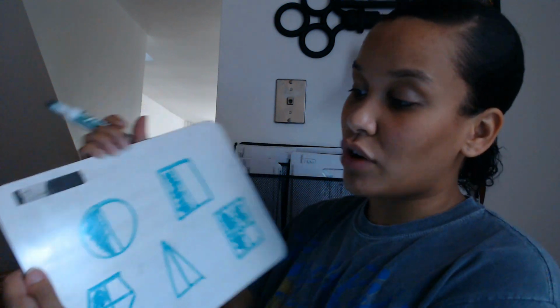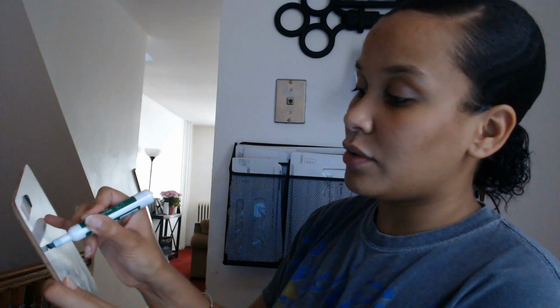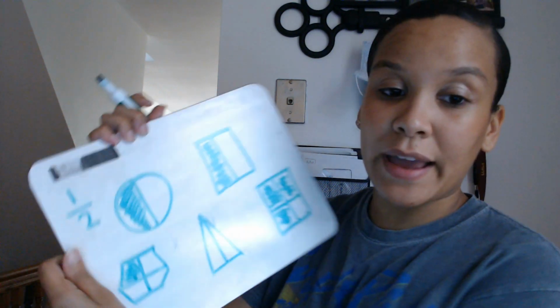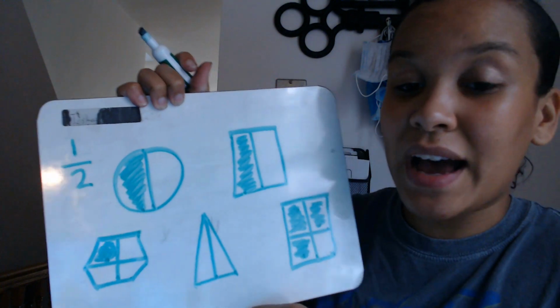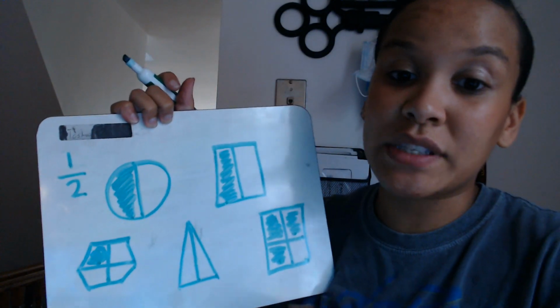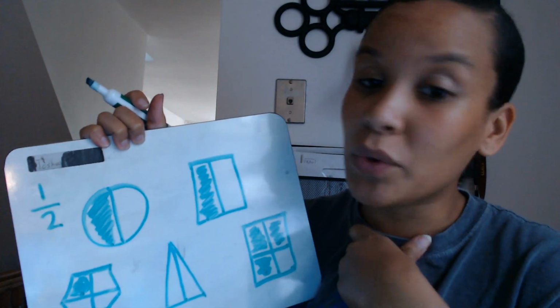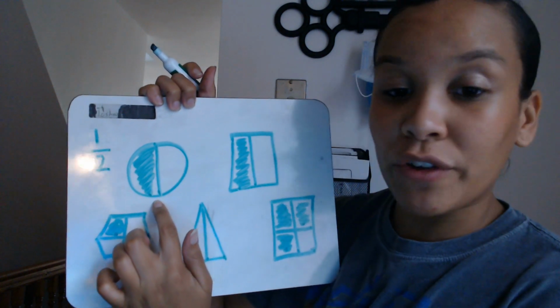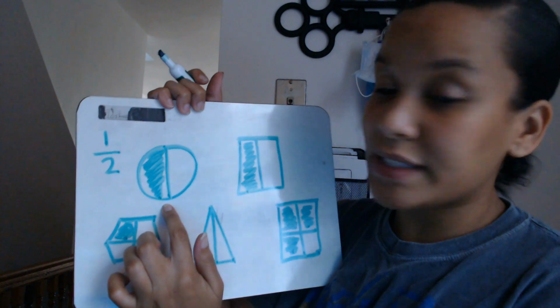So I'm going to draw that right here on the side, 1/2. And each time that we decide that it is 1/2, you're going to give a thumbs up. If you don't think it's 1/2, then just give a thumbs down. All right, so here's our first example.